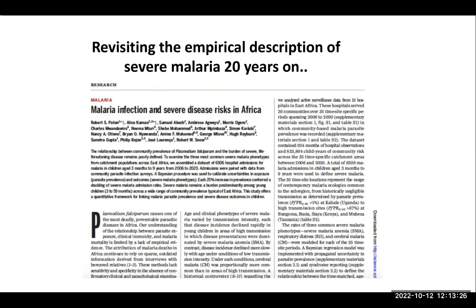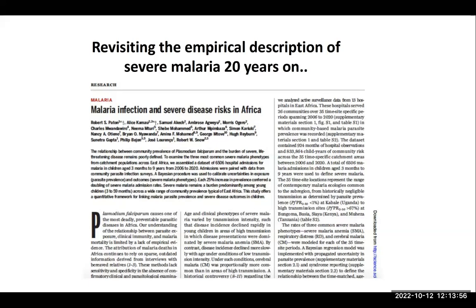So despite the significant increase in the coverages of control activities across Africa, like I had initially alluded to, and the changing landscape of infection prevalence, there has been no large-scale epidemiological description of the rate of severe disease among African children in the past 20 years.